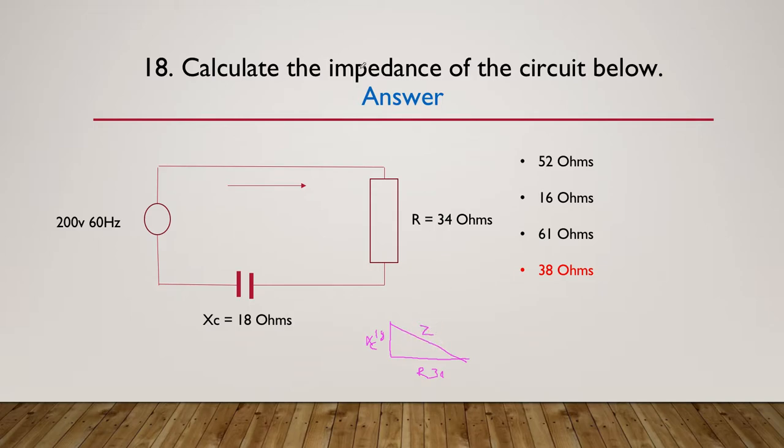So we're asked to calculate impedance up here, Z. So simply, it was 18 squared plus 34 squared, and then take the square root of all of that, and that equals 38.